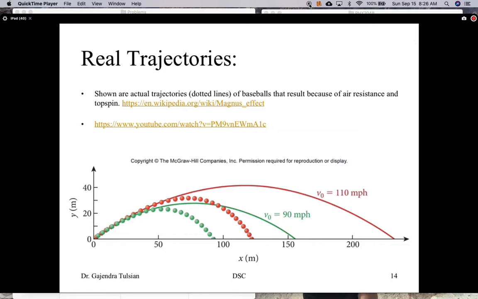Now, of course, when you play a sport, baseball for instance, most balls in flight have a spin associated with them. Shown are actual trajectories of baseballs that result because of air resistance and top spin. A ball with top spin would feel a downward force, and it hits the ground a lot faster than the parabolic trajectory.